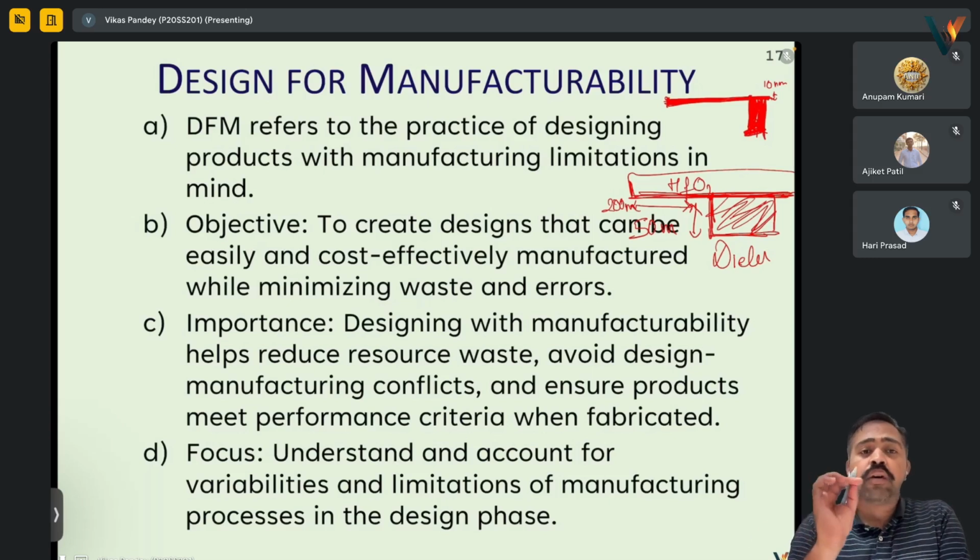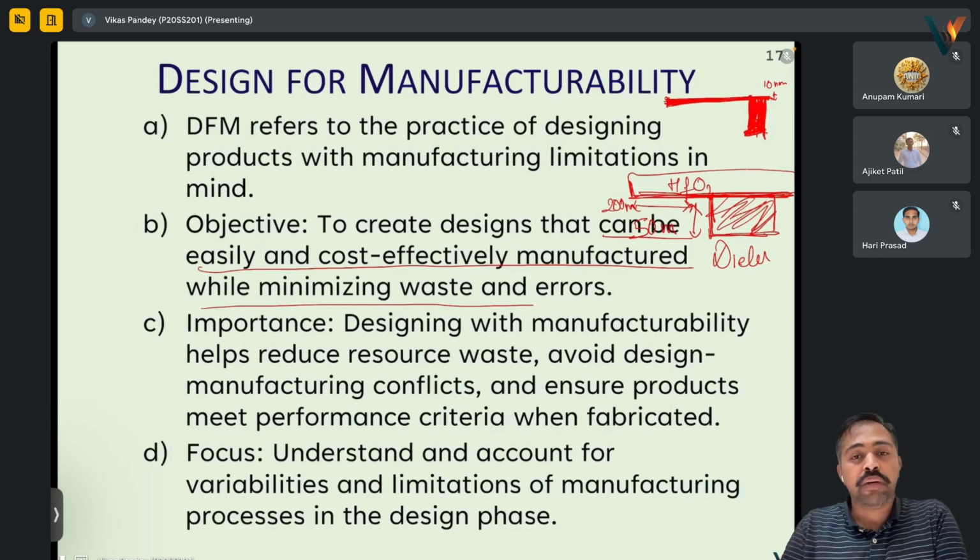So the objective here is to create a design that can be easily and cost effectively manufactured while minimizing waste and errors. So wastage will be less, errors will be less. That means we will have fewer trial and errors, less optimization needed, since from the starting itself the design was such that it was thought that yes, these are the limitations that can come, and those have been kept in mind. Although it will not be perfect, it will be somewhat realistic.